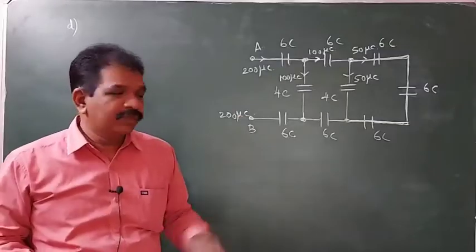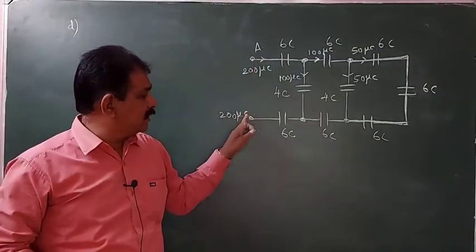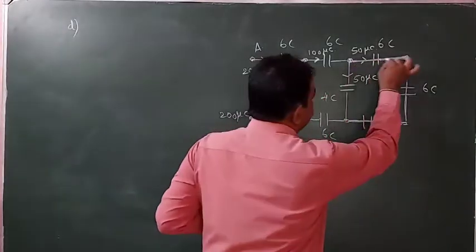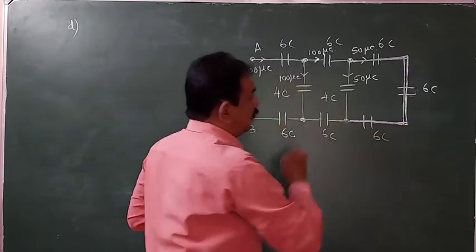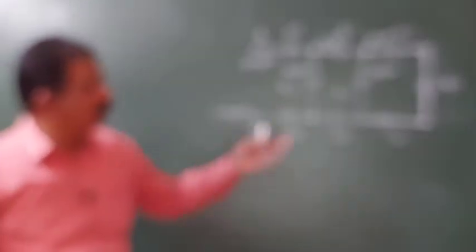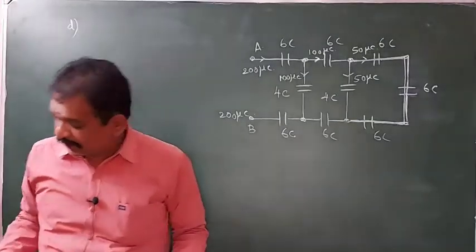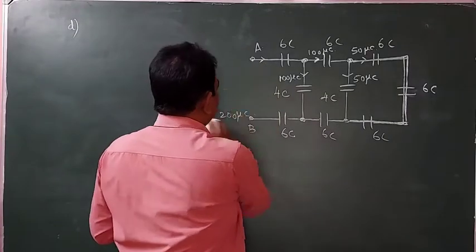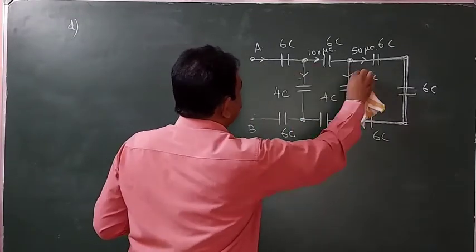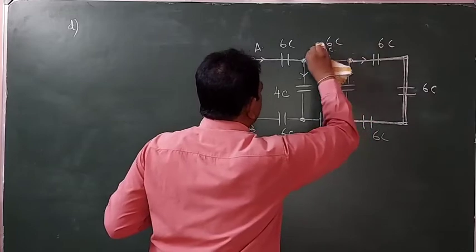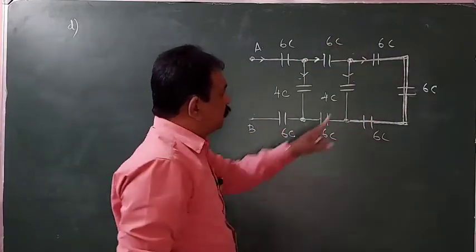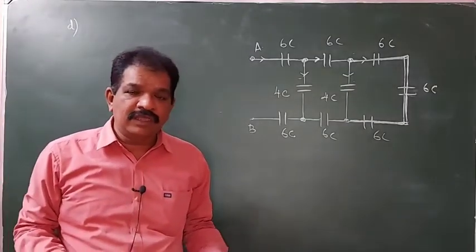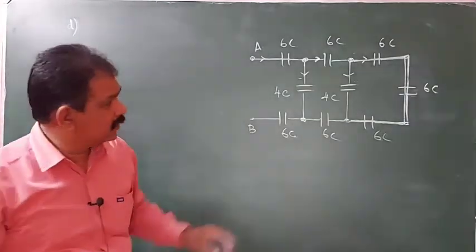200 microcoulomb. It started from here, and the same amount will reach here. Then you see, in these three, the same charge is flowing, so those are in series. Clear? So in these three, the same charge is flowing, so they will be in series.